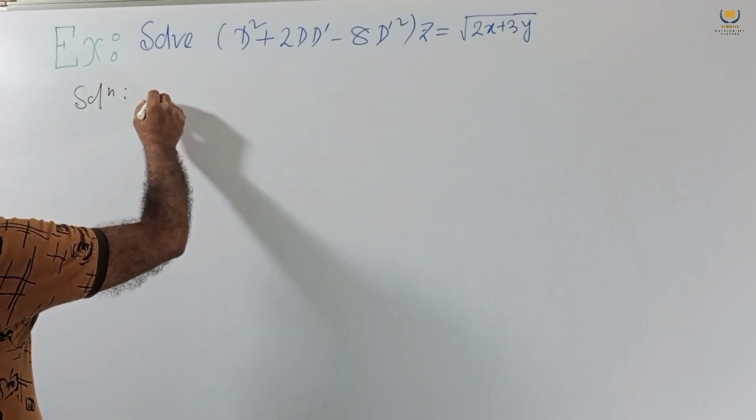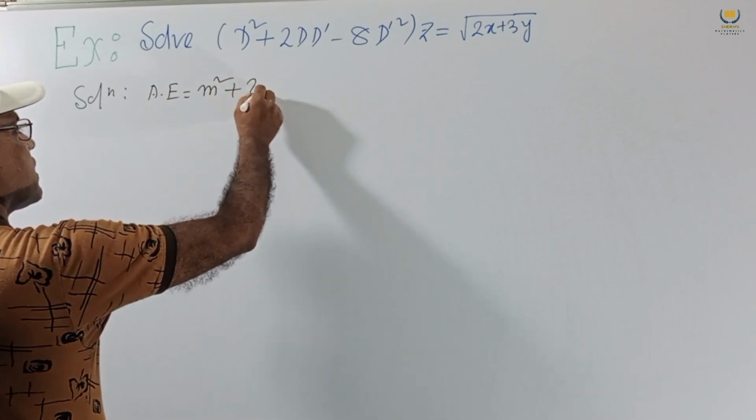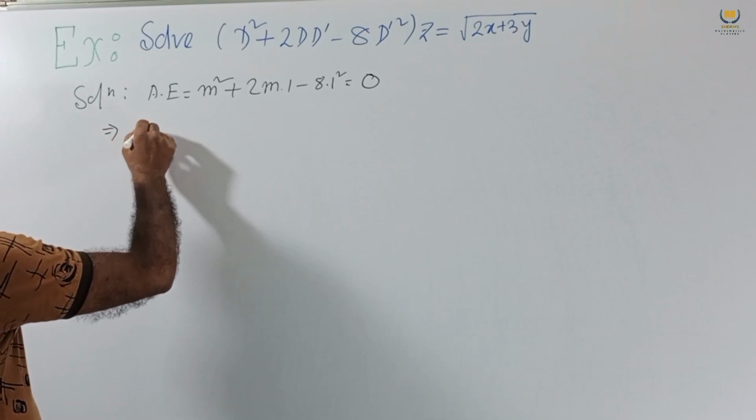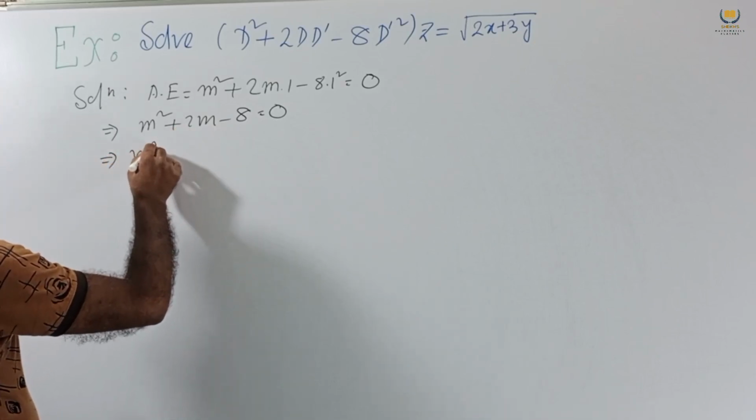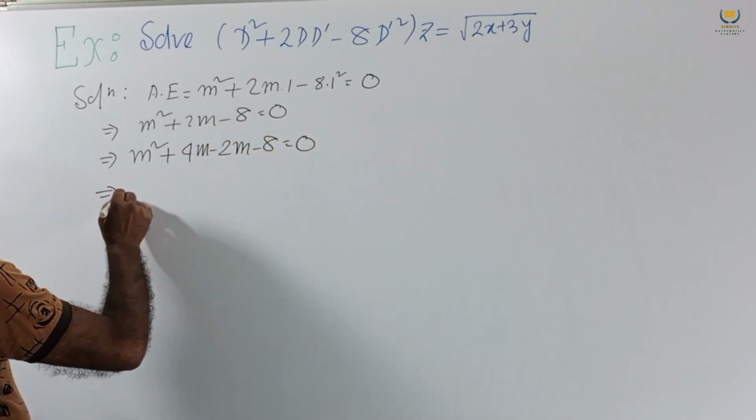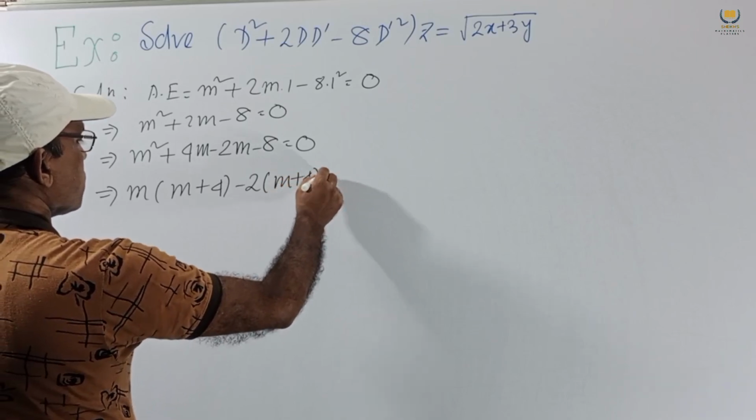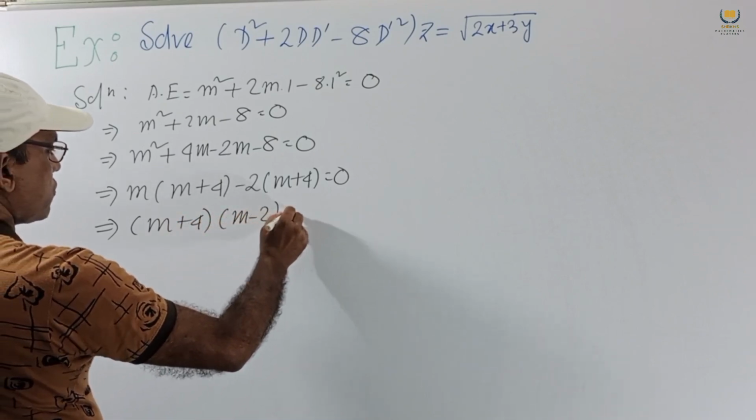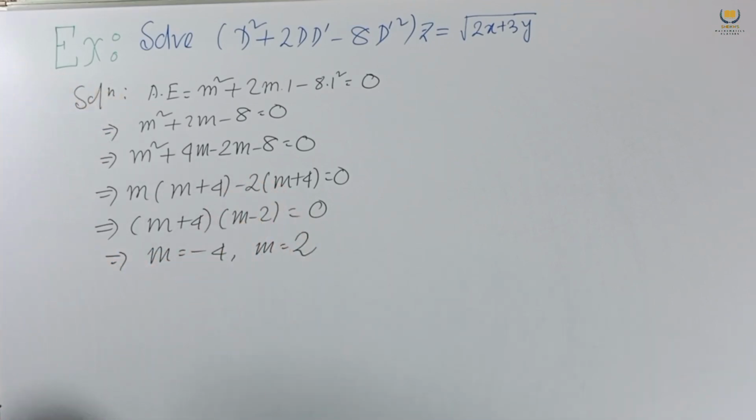Now solution. First we write the auxiliary equation. Auxiliary equation: m square plus twice m into 1, minus 8 into 1 square equal to 0. This implies m square plus twice m minus 8 equal to 0. Then m square plus 4m minus twice m minus 8 equal to 0. m plus 4, m minus 2 equal to 0, m equal to minus 4, m equal to 2, we get this one.